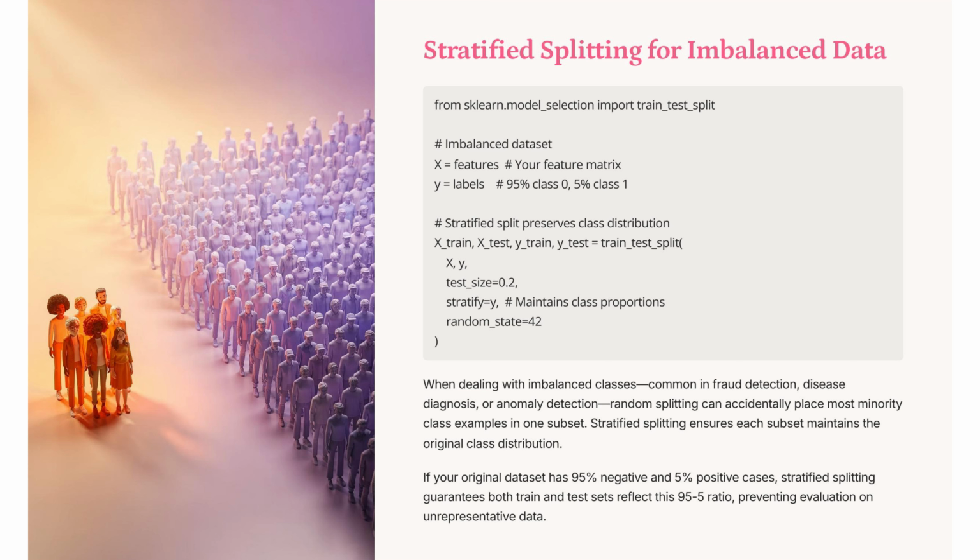Stratified splitting is crucial for imbalanced datasets, like those in fraud detection or disease diagnosis. Using train-test split with stratify ensures both training and test sets maintain the original class distribution, such as a 95:5 ratio. This method prevents skewed evaluation metrics by guaranteeing representative samples in each subset.